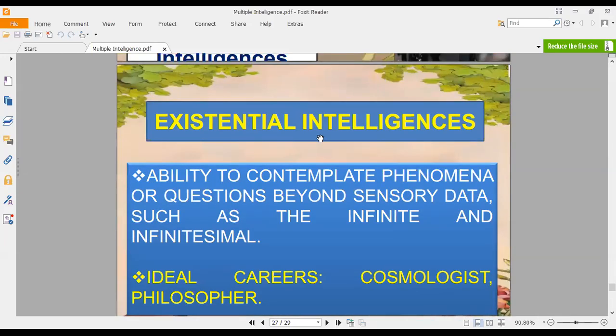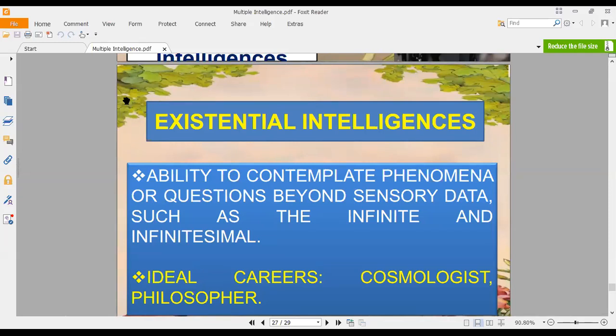So most of the time you find very few people at this level, right? That means someone who is looking for research all the time, thinking about new theories and those kinds of things, right? So, always the ability to contemplate phenomena or questions beyond the sensory data. That means we are not seeing, we are not experiencing, but you are building a phenomenon, like a concept. So those are the intelligence levels.